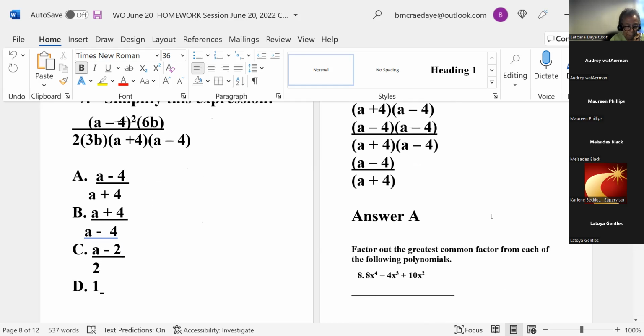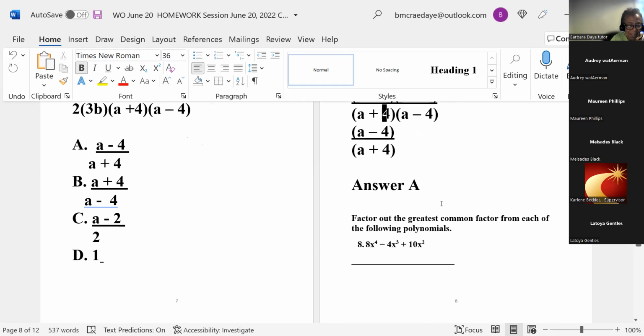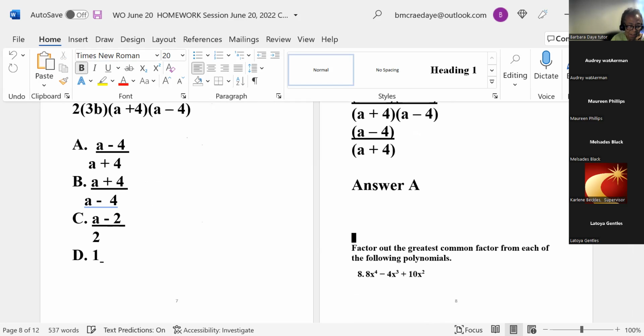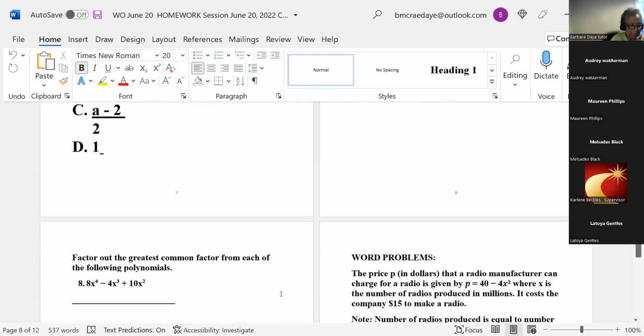I get no further than that. Okay, let's go to number 8. I was trying to factor out this thing, but I didn't understand really how you wanted it factored out. No, Audrey, you just want 2 factors multiplied to give you back this expression.